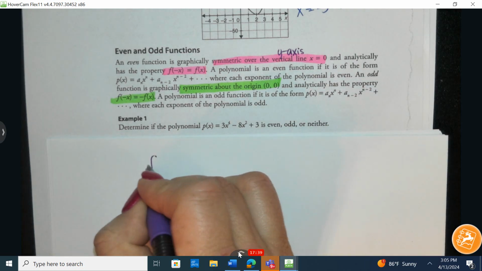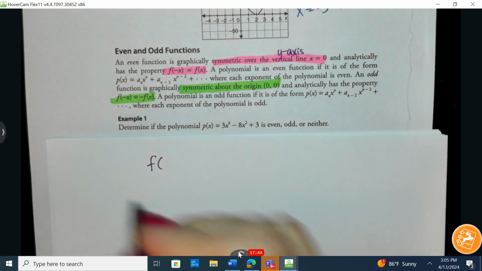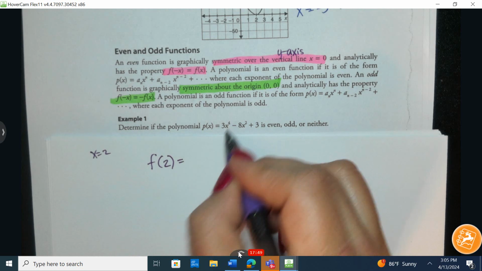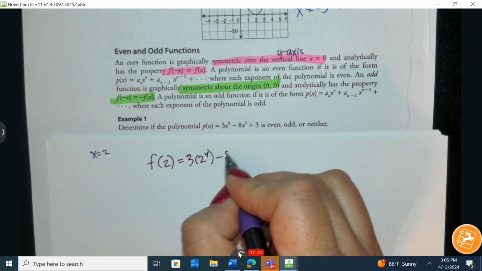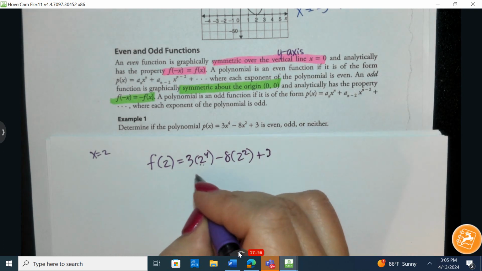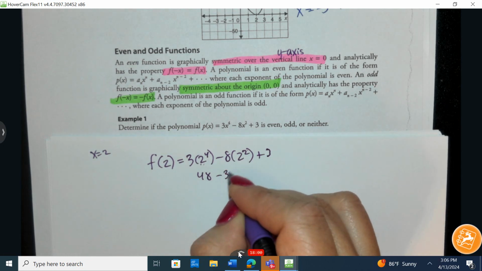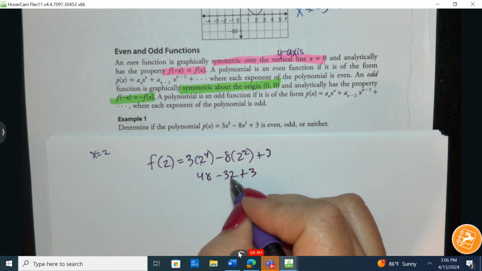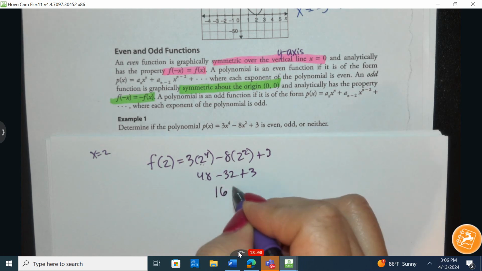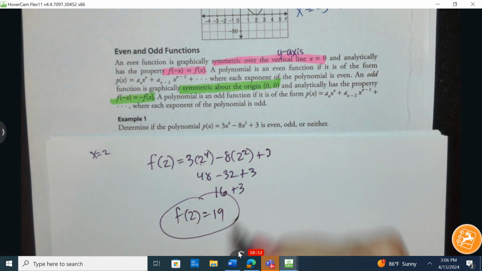I'm going to choose a very simple number. I'm going to stay away from 0 and 1. So I'm going to choose x equals 2. So let's figure out what f of 2 is. So I have 3 times 2 to the 4th minus 8 times 2 squared plus 3. 2 to the 4th is 16. 16 times 3 is 48. 2 squared is 4. 4 times 8 is 32. Now 48 minus 32 is 16. 16 plus 3 is 19. So f of 2 equals 19.